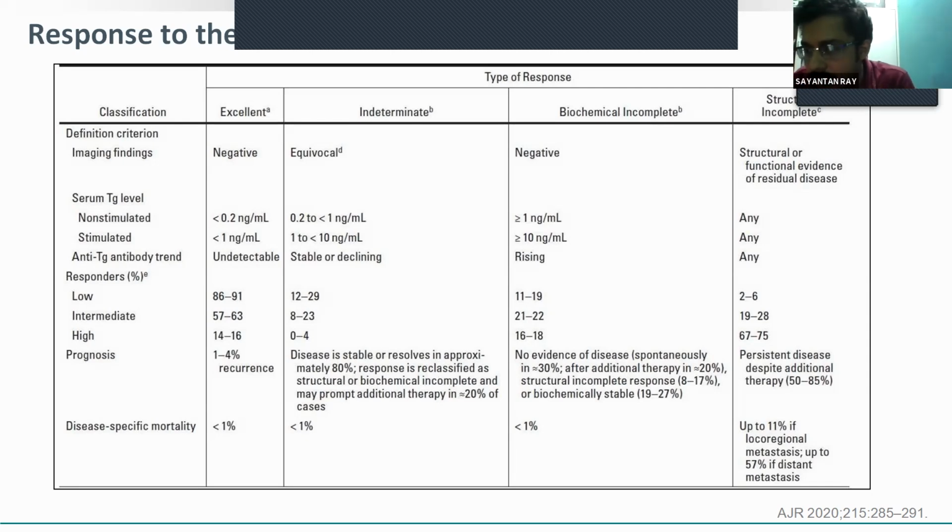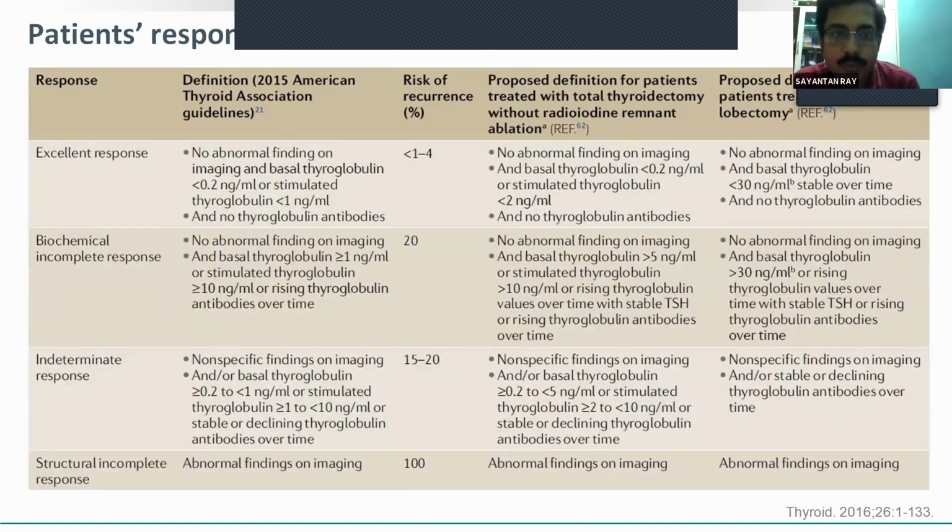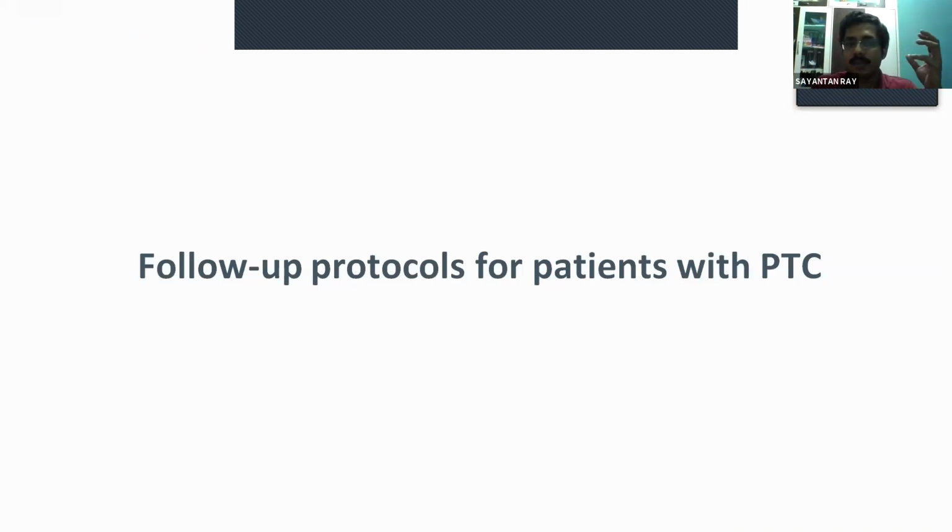And regarding the equivocal imaging, that means either a non-specific structural finding or a faint uptake on iodine imaging. Now, if non-specific imaging findings are accompanied by a serum TG level of more than 1 unstimulated or more than 10 stimulated, then classifying these patients with structural incomplete lesion is more appropriate. So I am not going to discuss this slide, already discussed, just to mention that for patients with total thyroidectomy without radioiodine remnant ablation and for patients with lobectomy, there are proposed definitions as well, but these definitions need further validation. Coming to the last part of PTC, that is follow-up protocols.